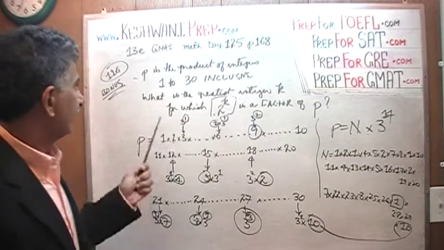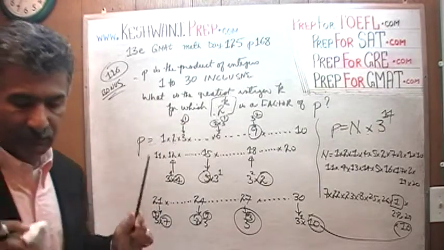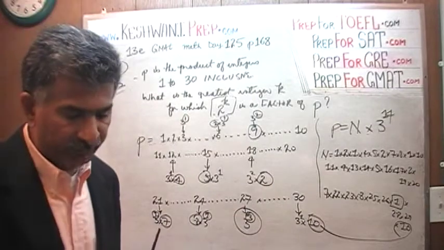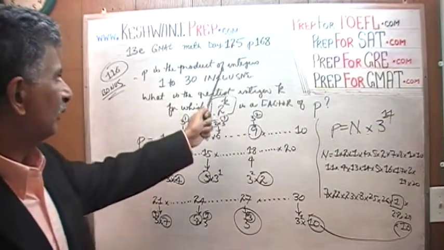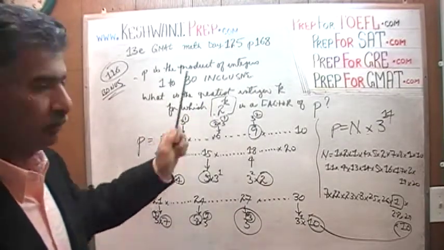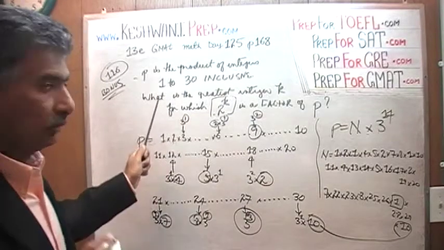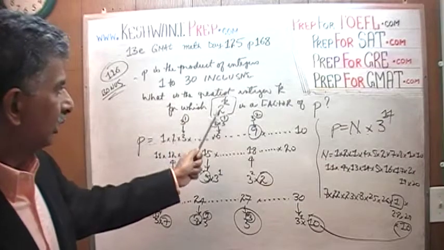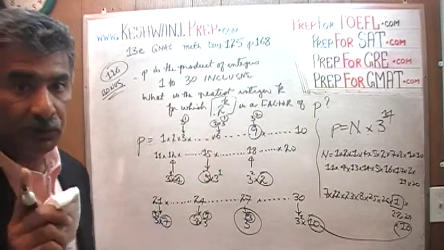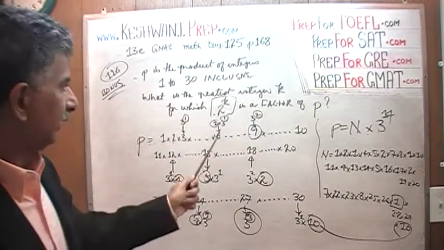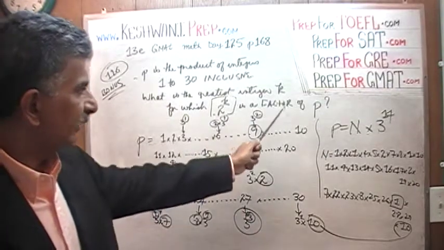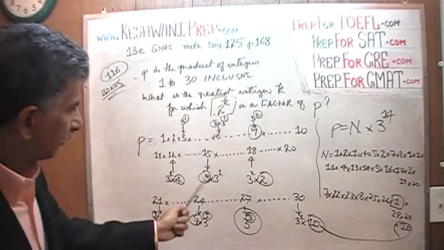Now here's the problem. It's the exact same wording. If you look at problem number 116 and read the problem with me, it says P is the product of integers 1 through 30 inclusive. No changes so far. The question simply is, what is the greatest integer k for which 2 raised to k, as opposed to 3 raised to k, which is what we did yesterday, is a factor of P. All the work from yesterday is still here.